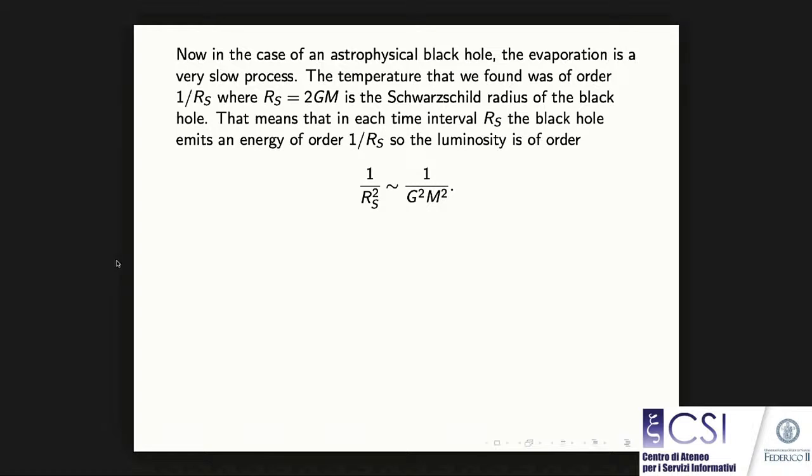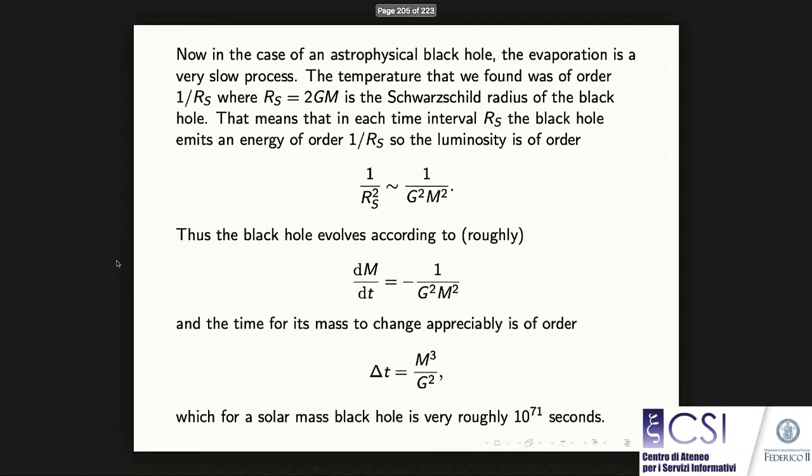So the luminosity, the energy per unit time emitted by the black hole, is of order 1 over Rs squared. So roughly the mass of the black hole changes by M dM/dt equals minus 1 over G squared M squared. And the time for its mass to change appreciably is of order M cubed over G squared, which for a solar mass black hole is roughly 10 to the 71 seconds. So way, way more than the age of the universe.